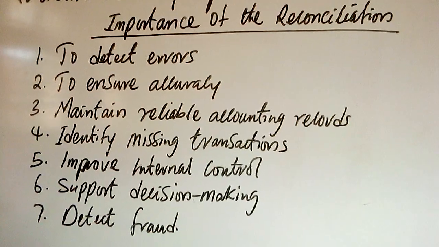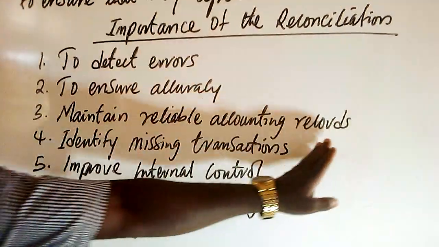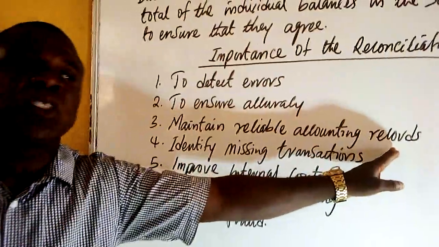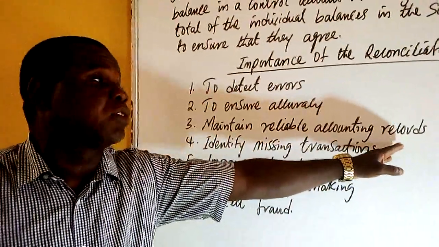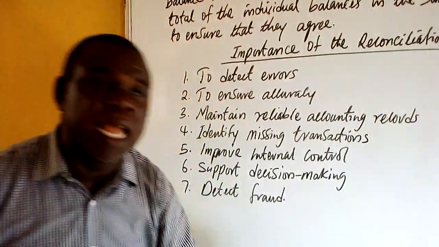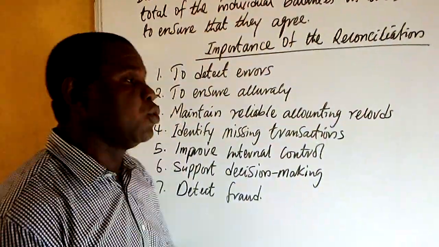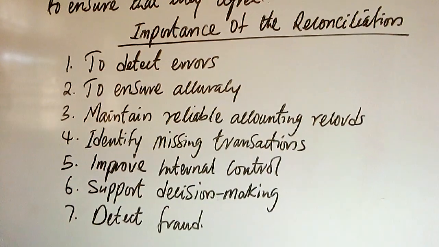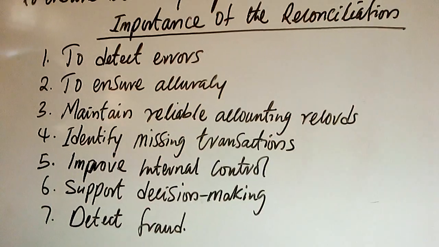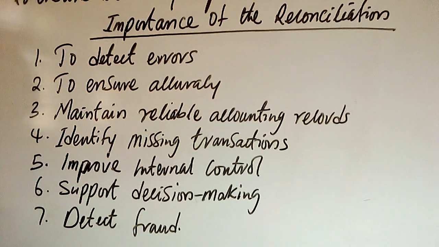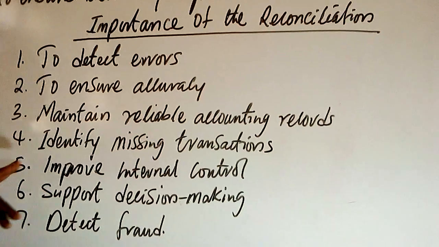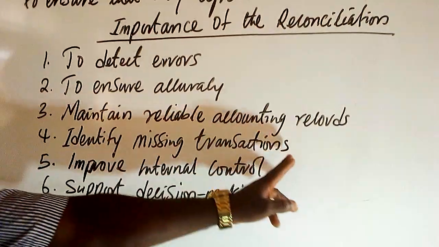Next, to maintain reliable accounting records. If accounts are reliable, it means that any transaction that happens in the subsidiary books, in terms of the figure, must be the same with what is taken to the control account. So if the two balances agree at the end of the reconciliation, then it is clear that the records in accounting are reliable for decision making. Next, to identify missing transactions.